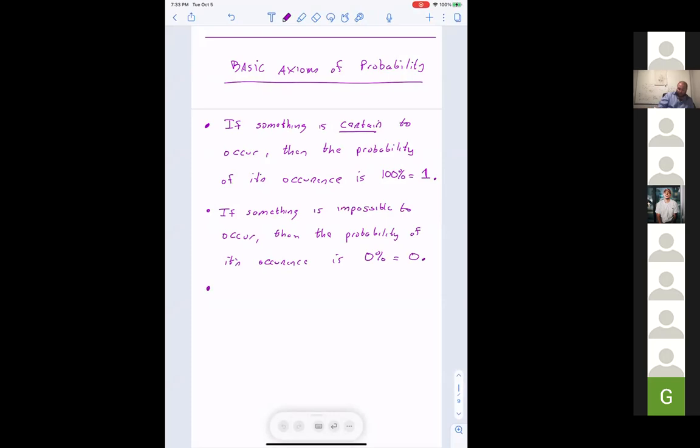So as a result, all probabilities are between what two numbers? 0 and 1. All probabilities are between 0 and 1.